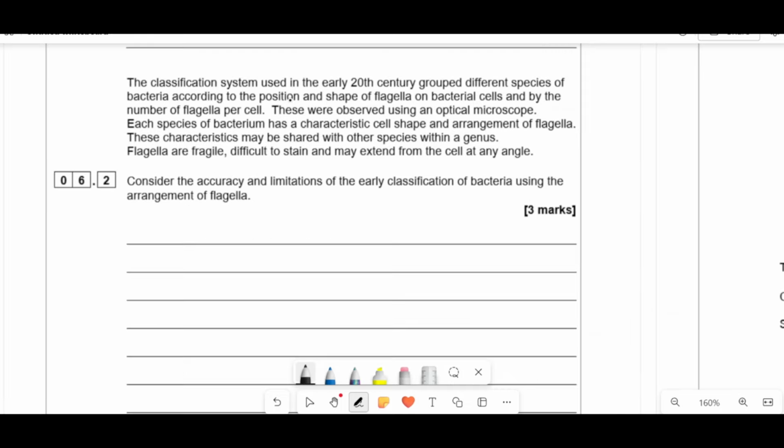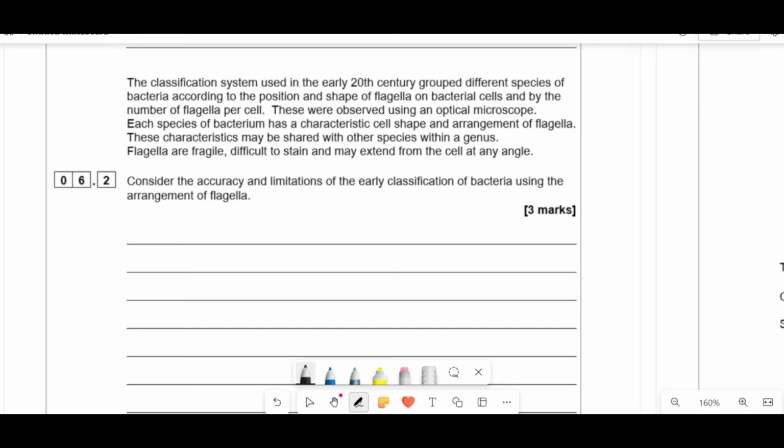The classification system used in the early 20th century grouped different species of bacteria according to the position and shape of the flagella on bacterial cells and by the number of flagella per cell. They were observed using an optical microscope. Each species of bacterium had a characteristic cell shape and arrangement of flagella. These characteristics may be shared with other species within a genus. Flagella are fragile, difficult to stain, and may extend from the cell at any angle. Consider the accuracy and limitations of the early classification of bacteria using the arrangement of flagella.